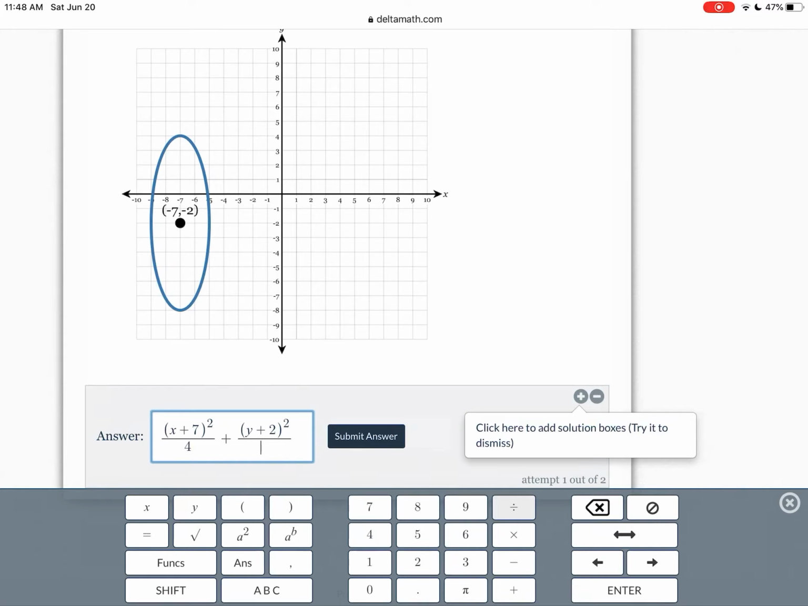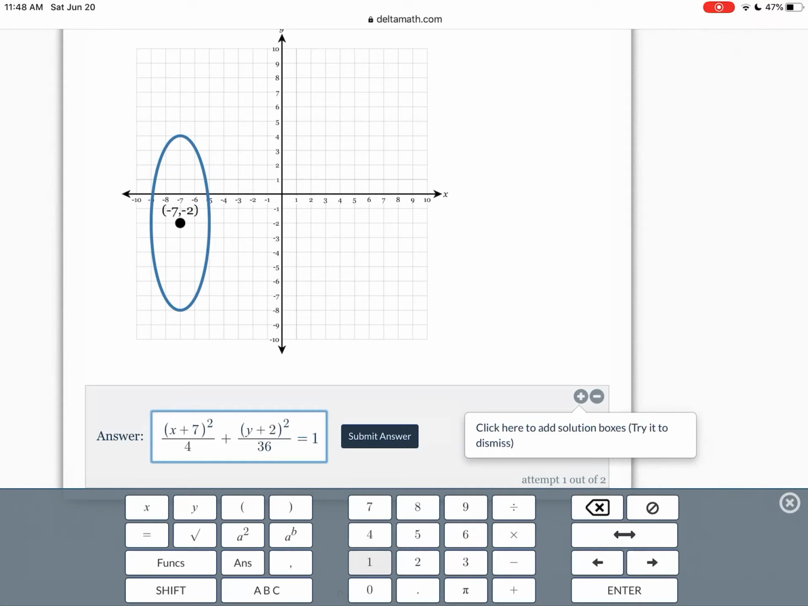So that's the distance vertically, purely vertically, from the center to the circumference. And if we count boxes, it looks like 6 boxes. So we have to do 6 squared, or 36. And then we have to set the whole expression equal to 1. That's the way you write down the equation of an ellipse in standard form. Okay, so now if I submit that answer, it should be correct.